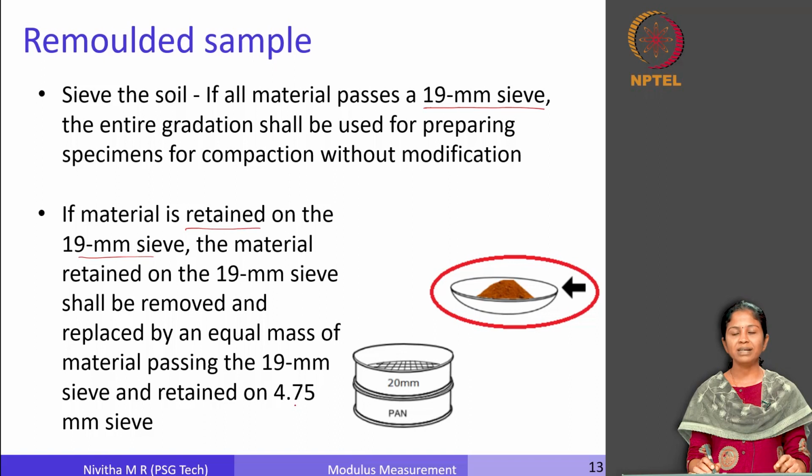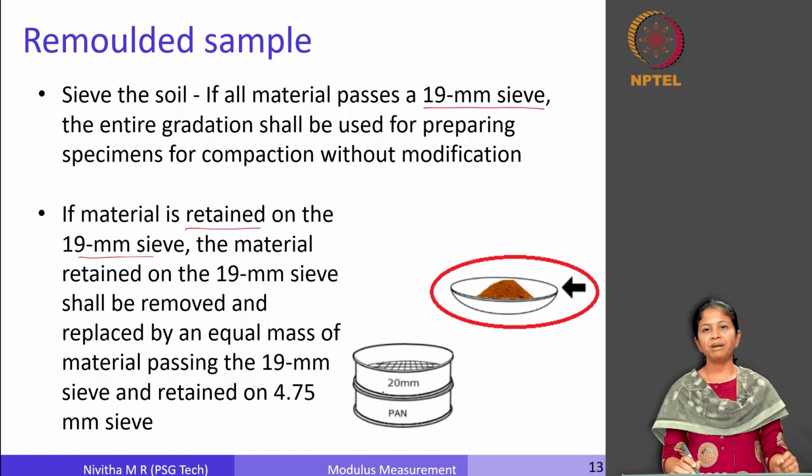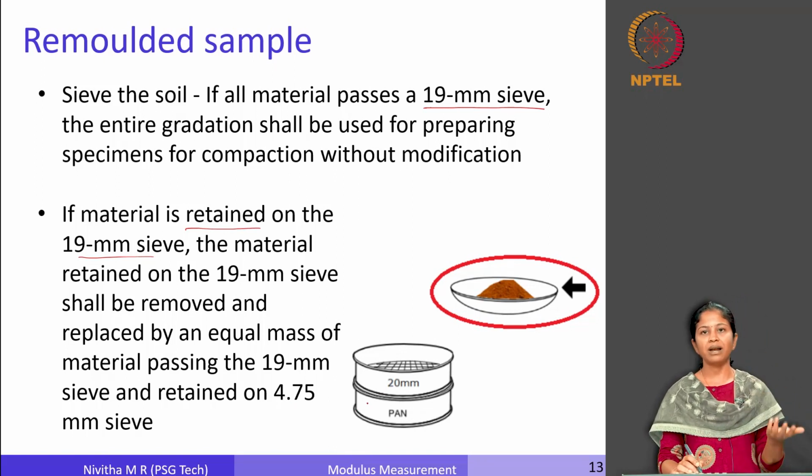So, why are we doing this exercise, right? Typically, when we have particles larger than 19 mm, there is going to be some amount of variability induced in the results. When we have finer particles, the repeatability is better compared to when you have a larger sample.